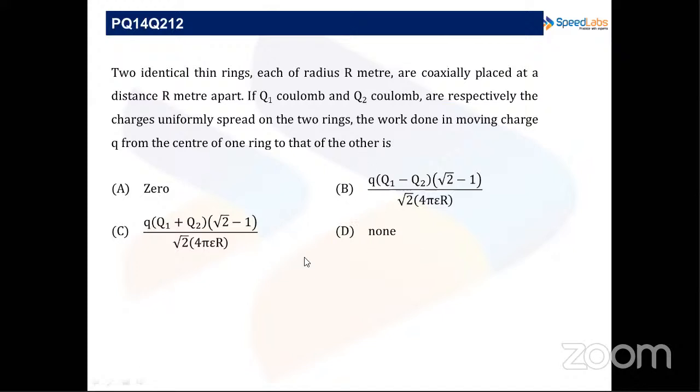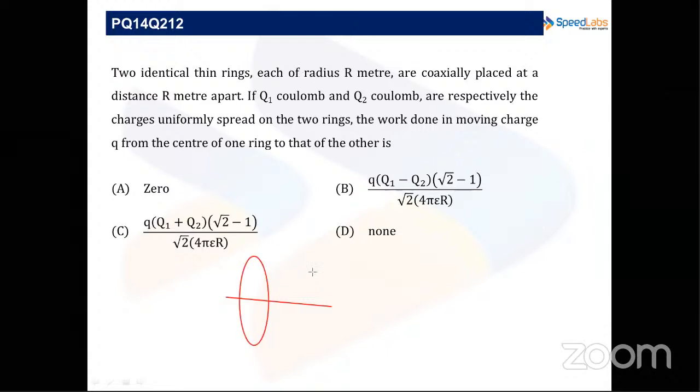remember the formula. Next question is, two identical thin rings, each of radius r meter, are coaxially placed at a distance capital R meter. So let me just make the figure. So there are two rings, there is an axis, and there are two rings which are placed coaxially on it. Both are having the same radius. So these are two rings, and this is their axis.